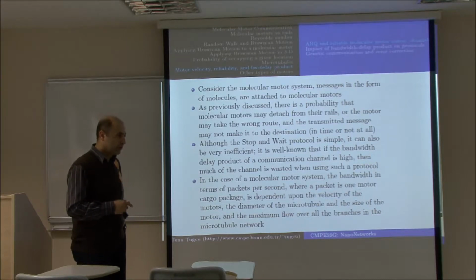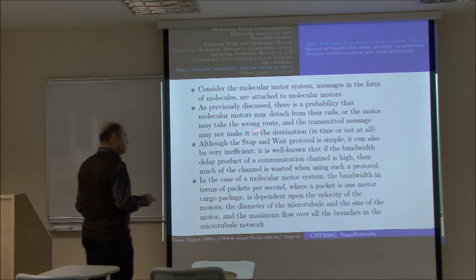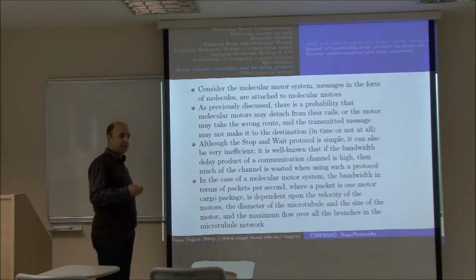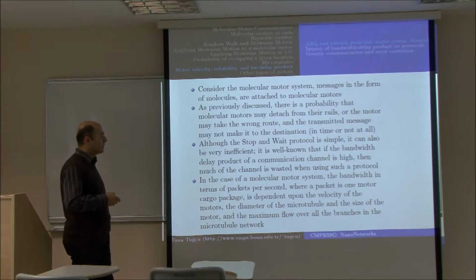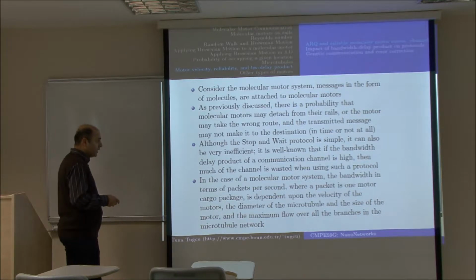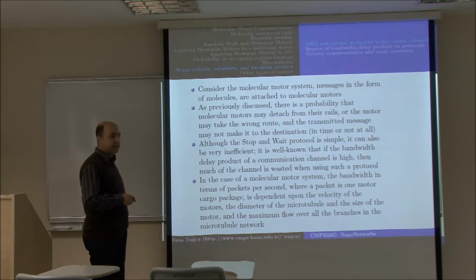Okay? So we have to take care of this. So a straightforward application of what we already know could be, for example, the stop and wait protocol into this mechanism. But we will see that it can be very inefficient.